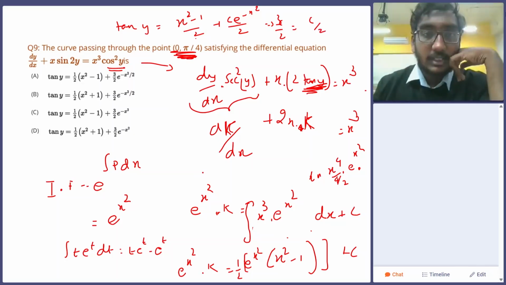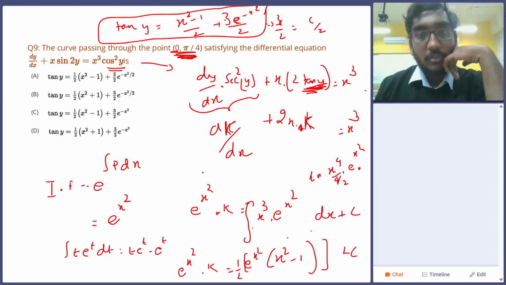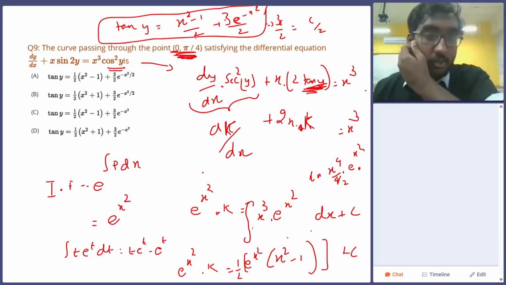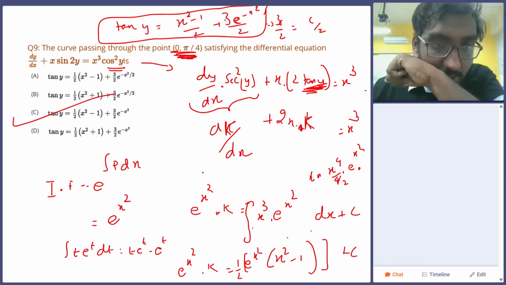Clearly c is 3. Just replace it here. Instead of c, just write 3. So this is the particular solution of this differential equation: tan y equals (x square minus 1 plus 3 e power minus x square) whole divided by 2. So that is option 3, the third answer.